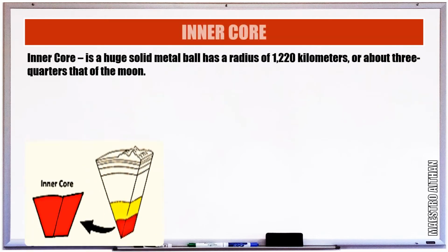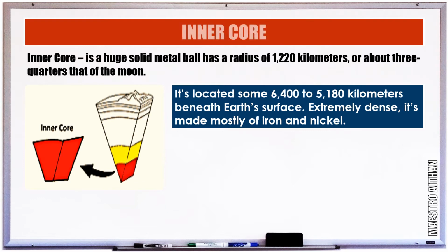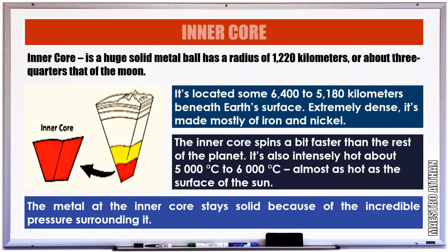The inner core is the huge solid metal ball that has a radius of 1,220 kilometers, or about 3/4 that of the Moon. It's located some 6,400 to 5,180 kilometers beneath Earth's surface. Extremely dense, it's made mostly of iron and nickel. The inner core spins a bit faster than the rest of the planet. It's also intensely hot, about 5,000 to 6,000 degrees Celsius, almost as hot as the surface of the Sun. The metal at the inner core stays solid because of the incredible pressure surrounding it.